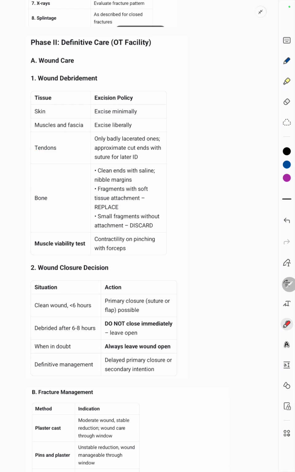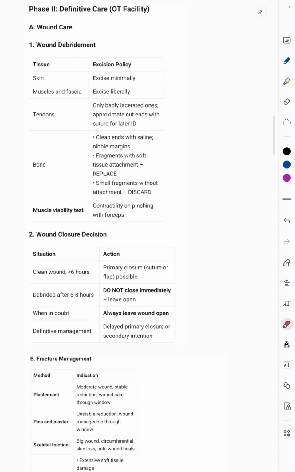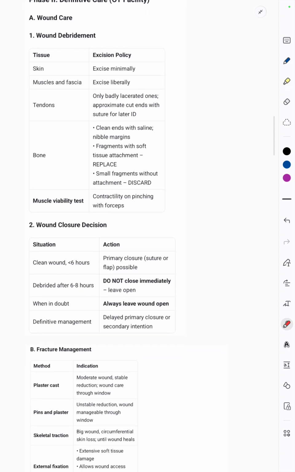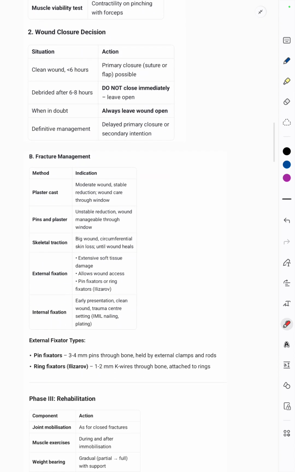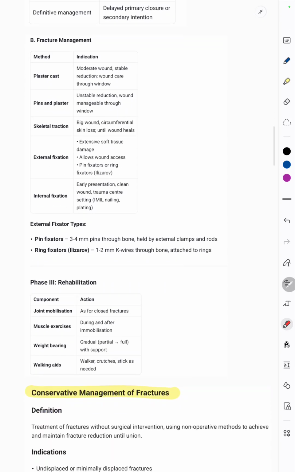In the bones, the margins should be nibbled with the help of a bone nibbler. The fragments which have a soft tissue attachment should be replaced, while those fragments which do not have any soft tissue attachment should be completely discarded. Muscle viability can be checked by pinching the muscle with forceps, and if it contracts, that means the muscle is viable. Then the wound closure decision. If it's a clean wound, you can close it within 6 hours. If it's a contaminated wound, you have to debride it after 6 to 8 hours. If you are not sure about it, don't close the wound. Leave it open.